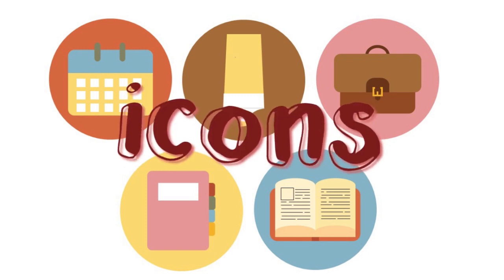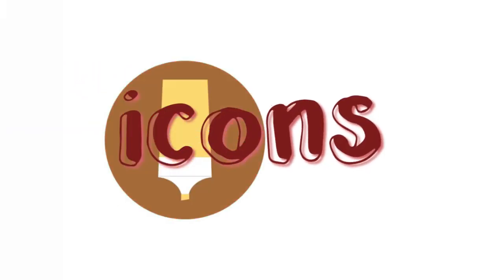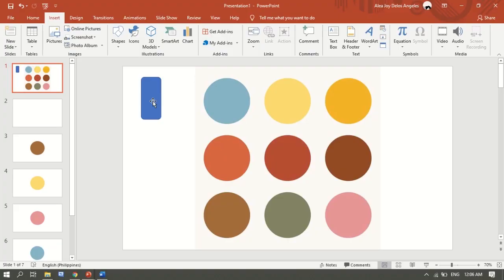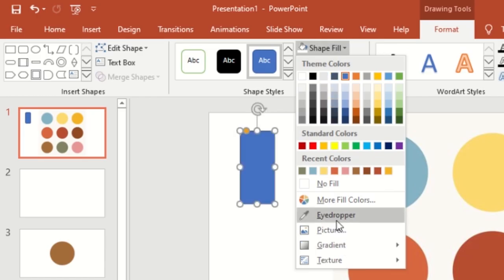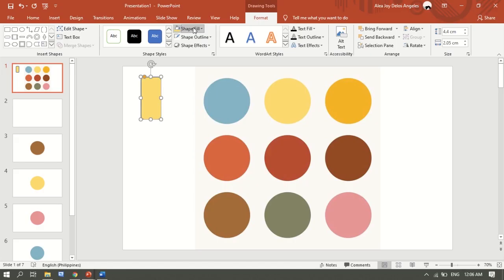Today, I am going to demonstrate how to make icons in PowerPoint using shapes. You may want to have a color palette that suits your icons. Then, use a dropper in order to apply them later to your icons.